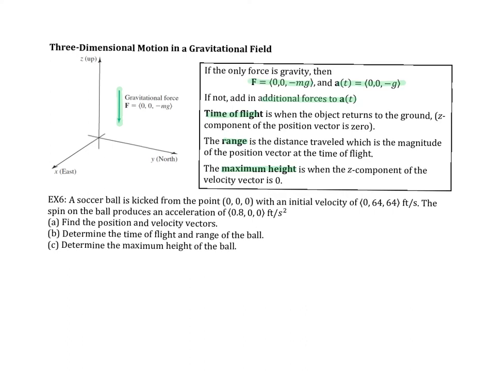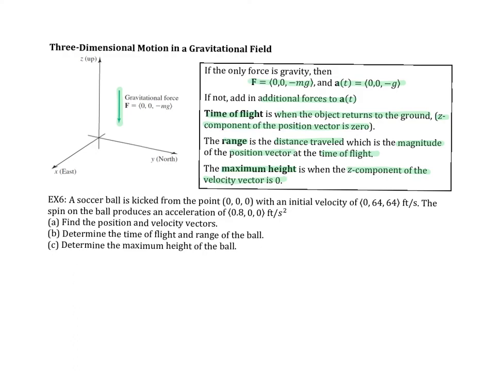So time of flight, that's going to be the time when our object returns to the ground. So when you think about the object landing on the ground, that's when the z value of your position vector r is 0. Now the range is going to be the distance traveled, which is going to be the magnitude of the position vector at the time of flight. So notice there's no formula here, we're just talking about what it means in words. The maximum height is when the z component of the velocity vector is 0.